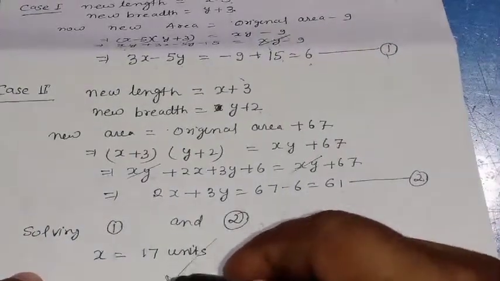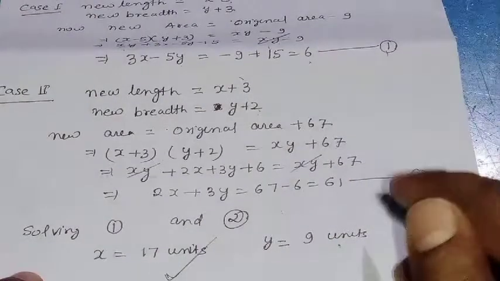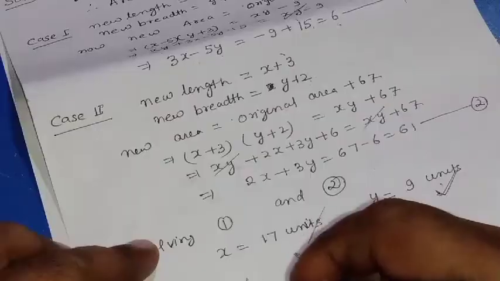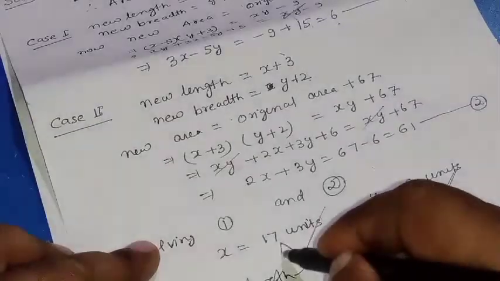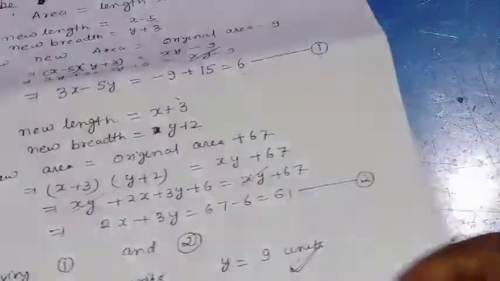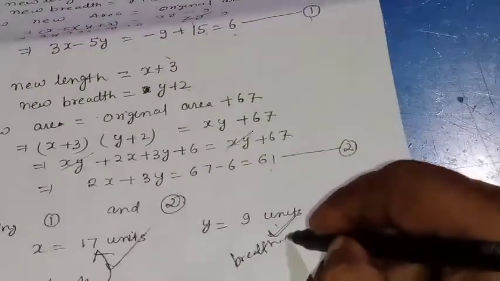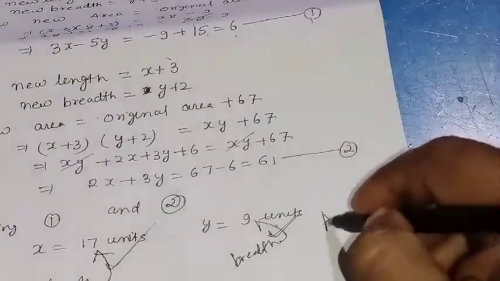Finally your answer will come out as x is equal to 17 units and y is equal to 9 units, which says that the length of the rectangle is how much? 17 units, and the breadth of the rectangle will come out as how much? 9 units. This will be your answer.